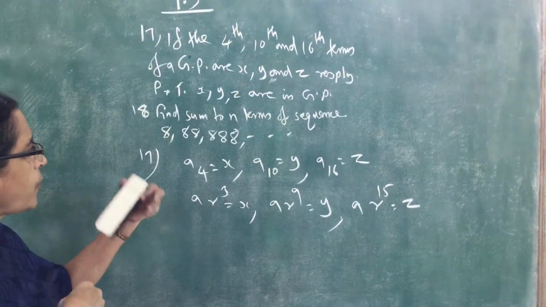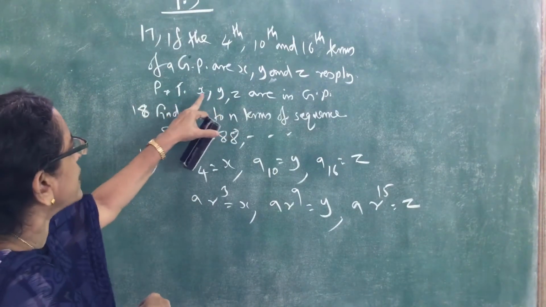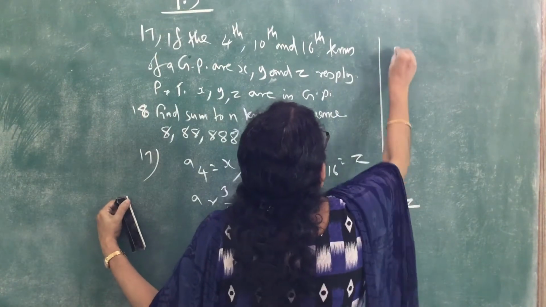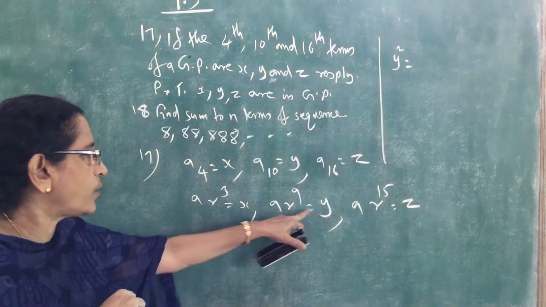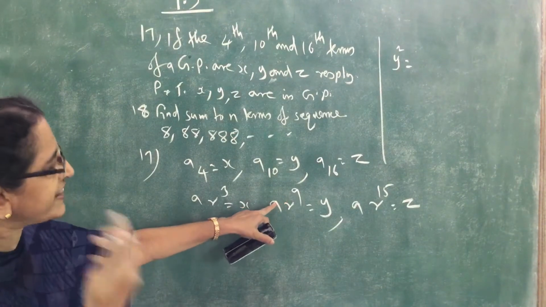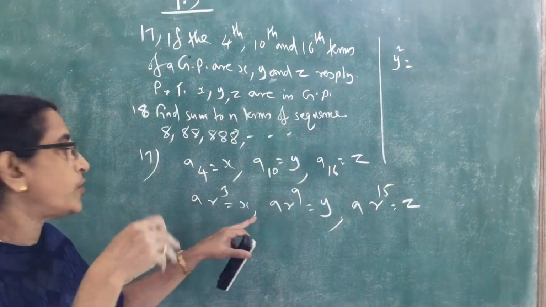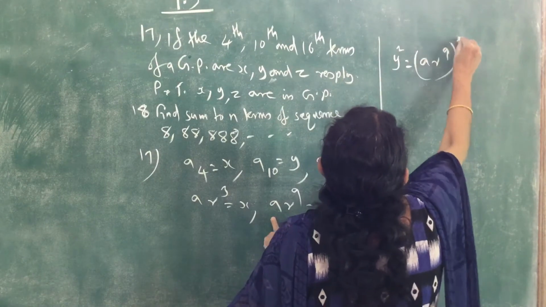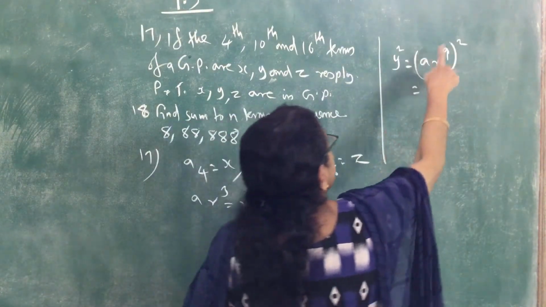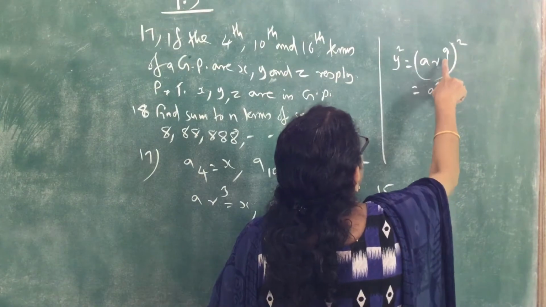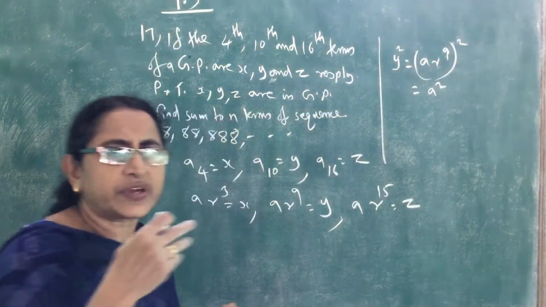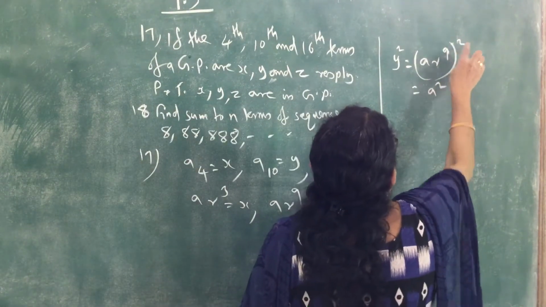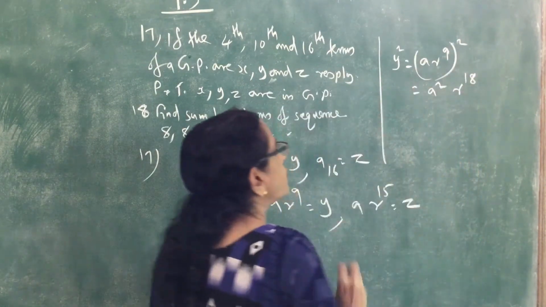Now we will prove that y square equals xz. Find y square. Y equals AR raised to 9. So y square is AR raised to 9, whole square. That is equal to A square into R raised to 9, whole square. A raised to m, whole raised to n, is A raised to mn. So R raised to 9 into 2, that is 18. So that is y square.